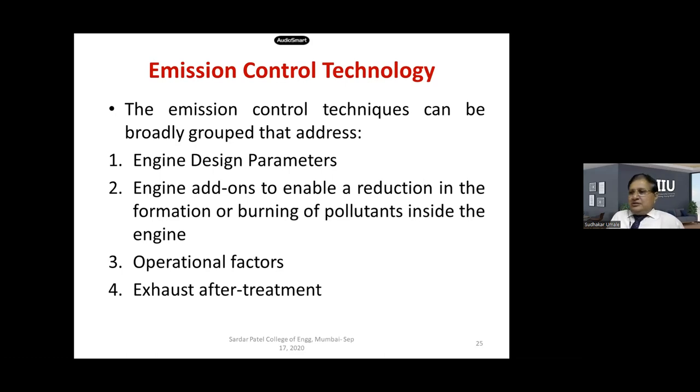Engine add-ons enable reduction in the formation or burning of pollutants inside the engine, along with operational factors and exhaust aftertreatment. What is this exhaust aftertreatment? It is called so because when the emissions come out from the engine, in the tailpipe or in the exhaust manifold, we are doing treatment on the exhaust gases outside the engine.